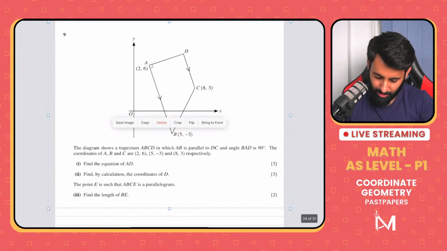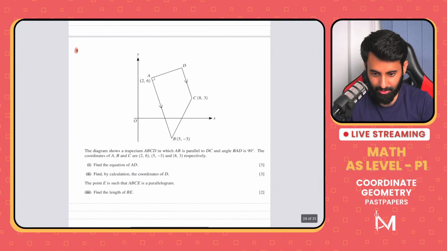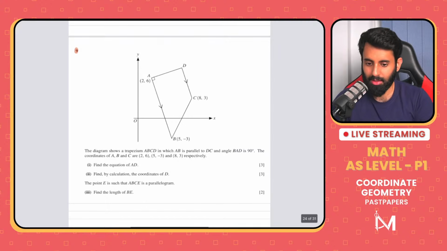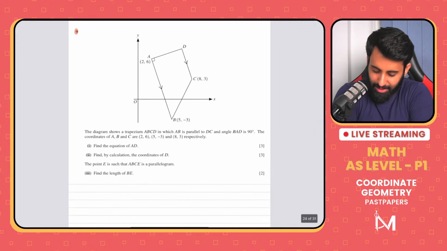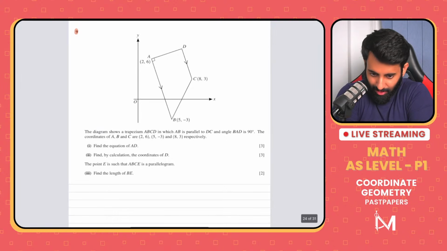So, this is also a past paper question. Let's see what it says. It says here the diagram shows a trapezium ABCD in which AB is parallel to DC.